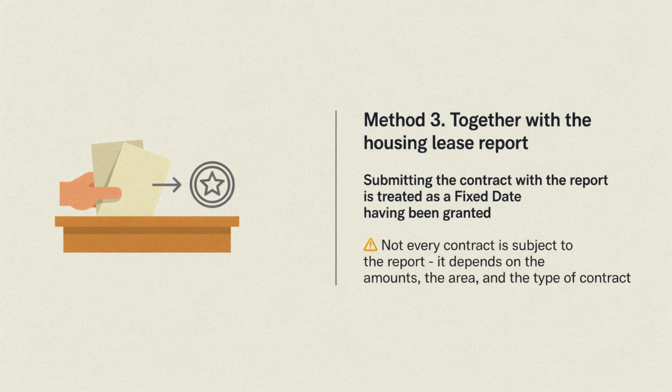There is a third method. Korea has a system for reporting housing lease contracts. When the lease contract is submitted together with the report, a fixed date is treated as having been granted. Not every contract is subject to the report, though. It depends on the deposit and monthly rent amounts, and it also depends on the area where the house is located. A renewal that only extends the term without changing the amounts is not subject to the report either. So rather than relying on the report alone, checking whether the fixed date was actually granted is advisable.